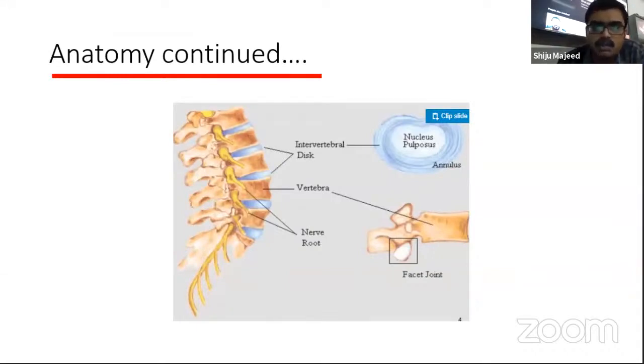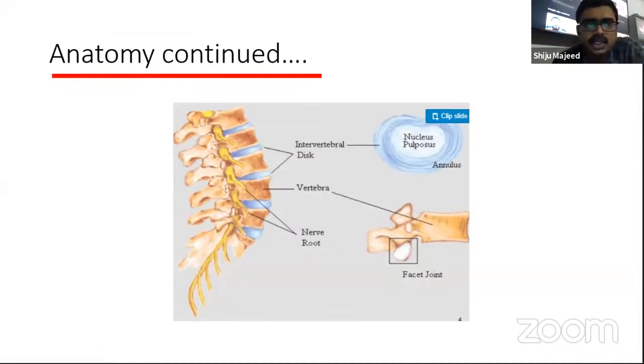disc. If you take the cross section of the intervertebral disc, it comprises a fibrous structure which is known as the annulus fibrosus, which contains the nucleus pulposus, or the jelly-like material inside. And each vertebra is articulated with the next vertebra by means of the facet joints. So this much basic understanding of the anatomy you should have.